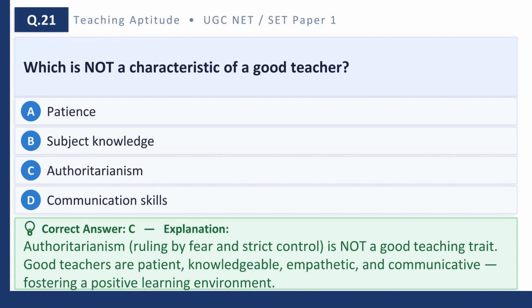When we think about effective teaching, certain qualities like patience and strong subject knowledge are essential. However, authoritarianism, which relies on fear and strict control, is actually detrimental. A good teacher fosters a positive, empathetic environment rather than ruling with an iron fist. Modern education prioritizes communication and support over rigid, high-handed authority.